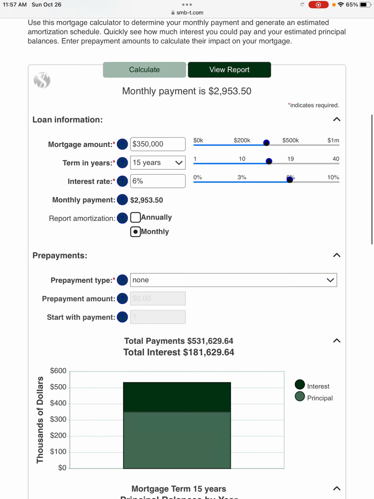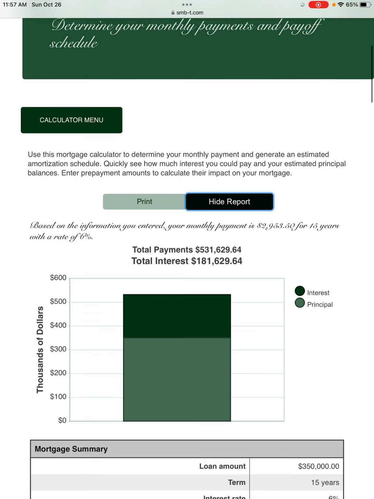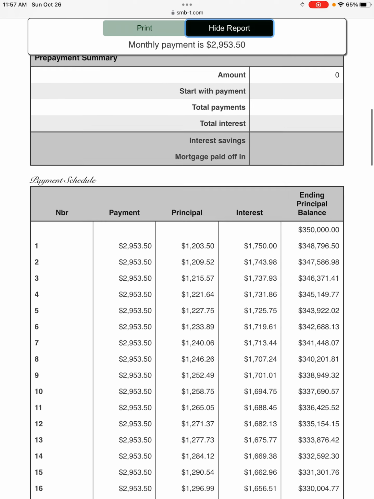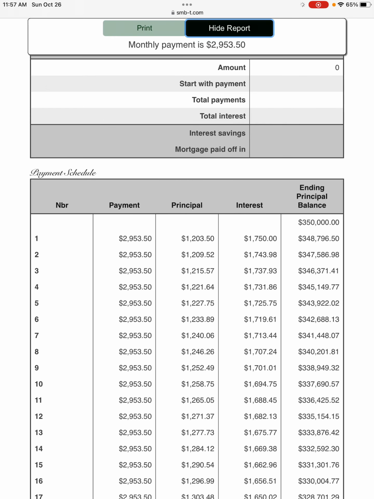And so I want you to look at an amortization table. I'm going to select monthly and come up here and hit view a report. This is month by month how much of your payment is going to principal and how much is going to interest. Notice our first payment of $2,953 on this 15-year mortgage at 6% interest. Only a part of that, $1,203, goes to principal because I owe $1,750 in interest that month. And then notice that the interest amount keeps getting lower. Therefore, the amount going to principal keeps getting higher.